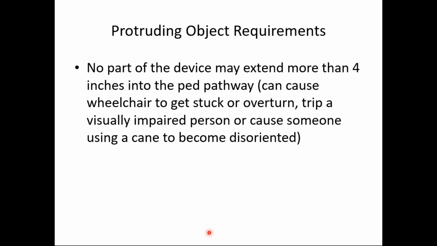And remember, that's that protruding object requirement we talked about last time in the pedestrian access route, because this can cause harm. It could also cause a wheelchair to get stuck or overturn, or it could trip a visually impaired person, or cause somebody using a cane to be disoriented. Or as we talked about last time, not only are those with disabilities affected by this, but a protruding object can also injure or harm a sighted or able-bodied pedestrian.